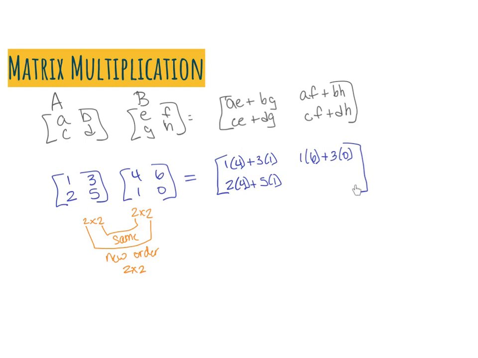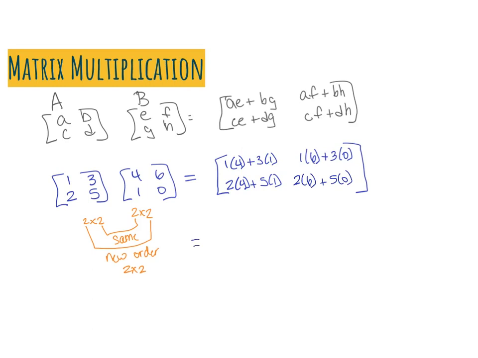Now we just need to figure out this last element, which is in my row 2, column 2. So on my matrices that I'm multiplying, I'm looking at row 2 of the first one and column 2 of the second one. Corresponding parts: 2 and 6 are corresponding, 5 and 0 are corresponding. So I'm going to have 2 times 6 plus 5 times 0.